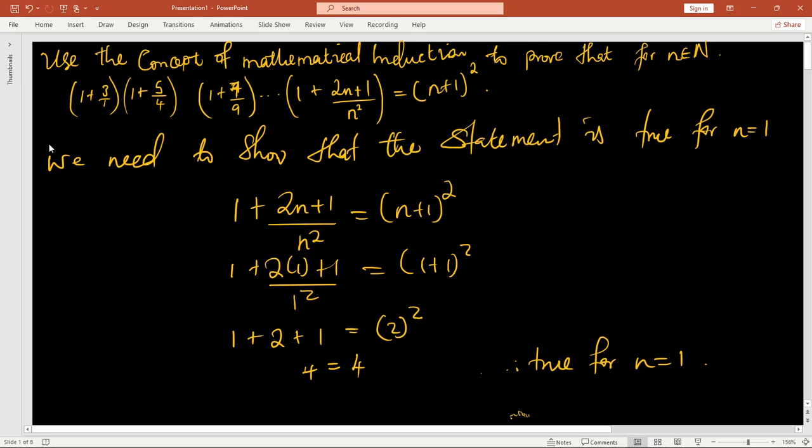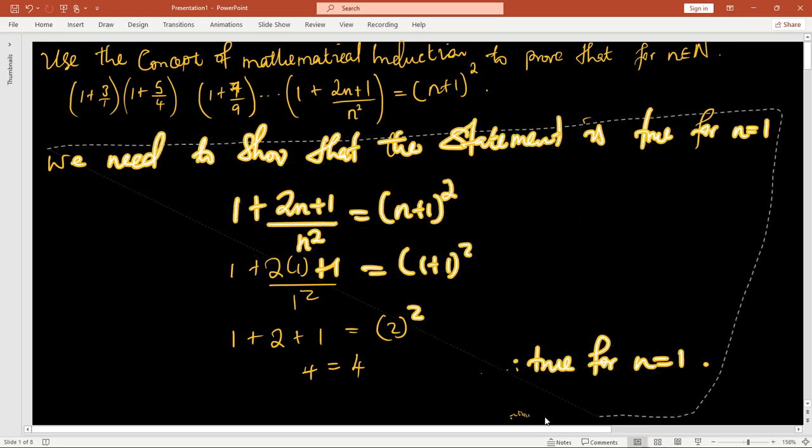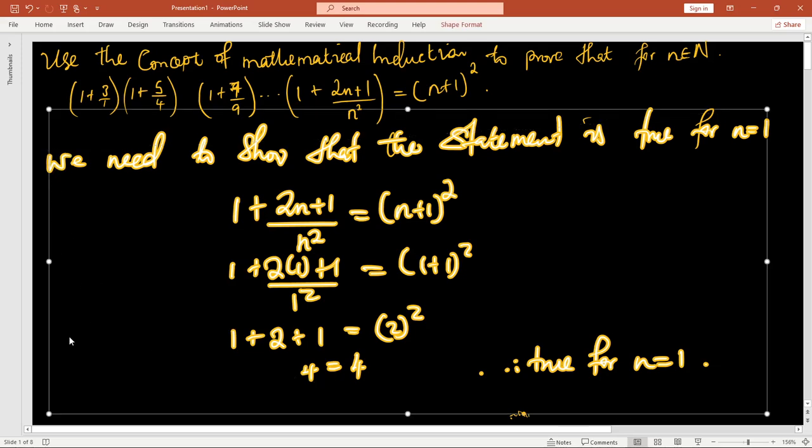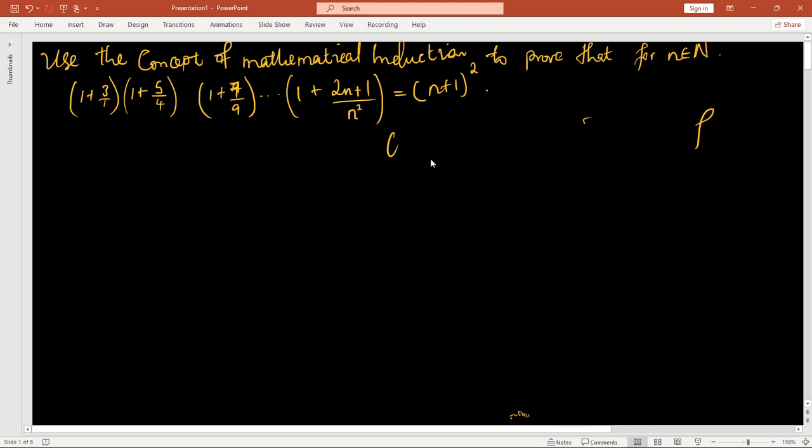So I'm just going to erase what we have here. Alright, I'm going to erase what we have here. Like this. Alright, so we go to step number 2, which is the inductive hypothesis.